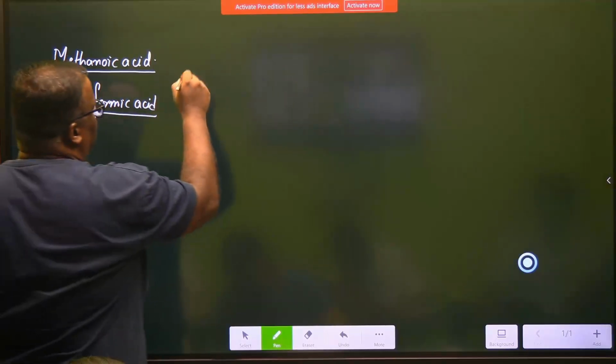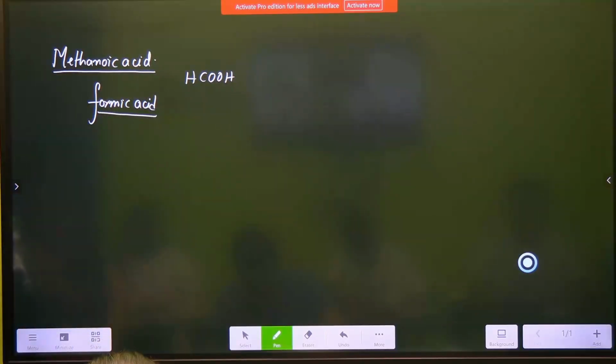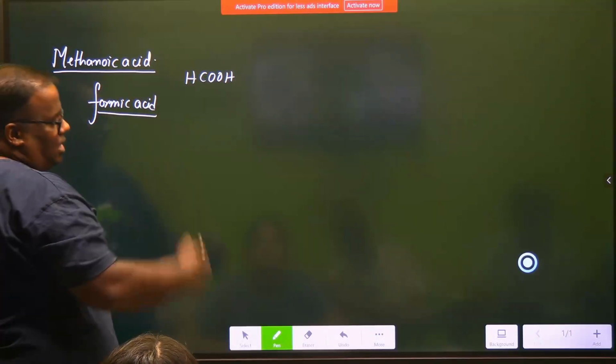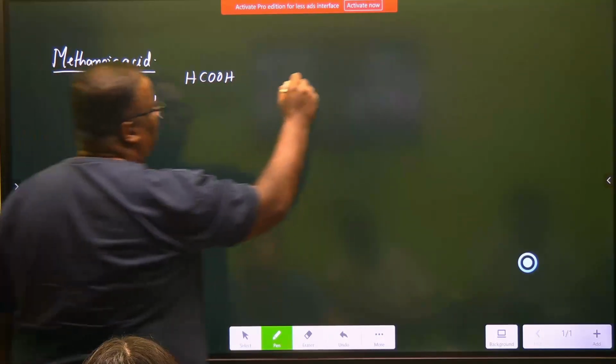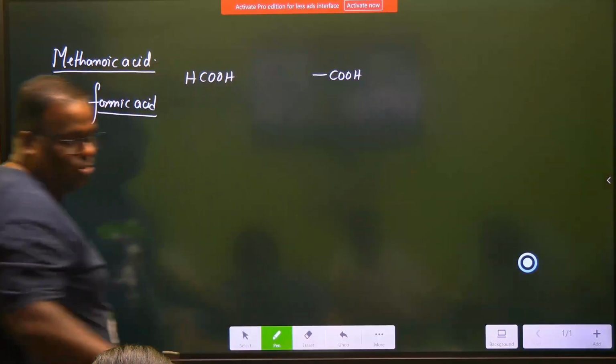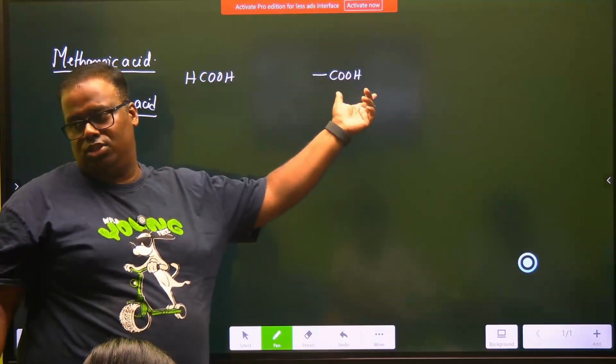The formula is HCOOH. Children, this is an organic acid. Organic acids always have a COOH group, which you'll not understand now, but as you go to carbon and its compounds, you'll understand. Every organic acid has a COOH group.